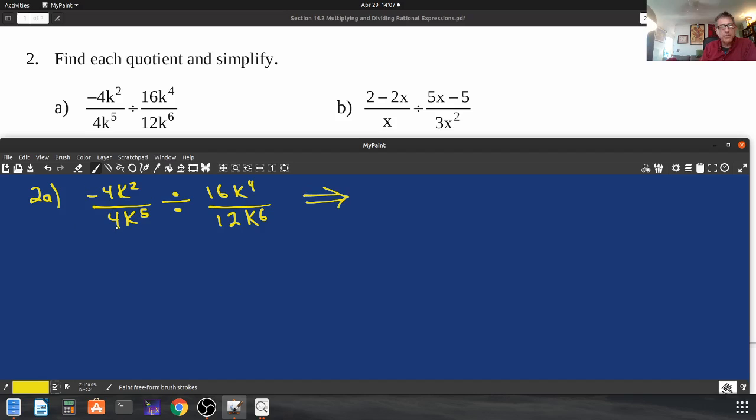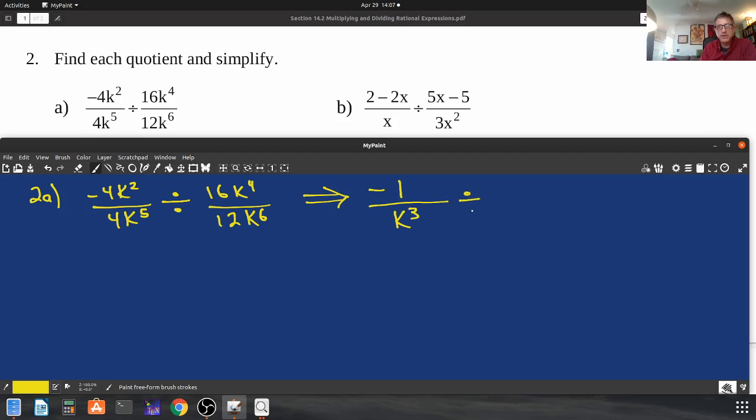So let's simplify this first term. Minus 4 divided by 4 is minus 1. I'm just going to write a minus up there. K squared divided by k to the fifth. Well, there are more factors of k in the bottom than on the top. How many? There are 3 more. So it's minus 1 times k divided by k cubed.